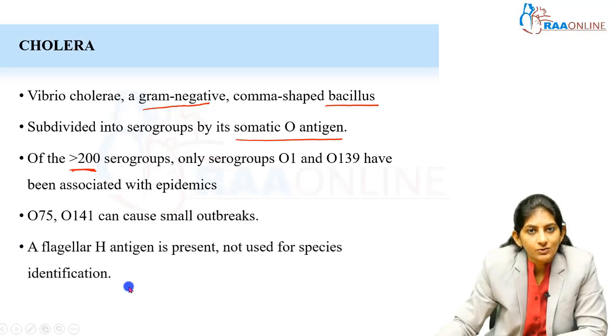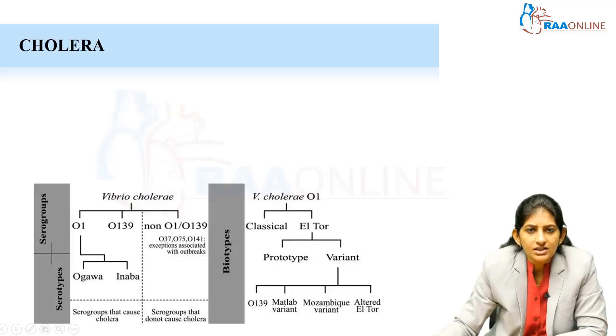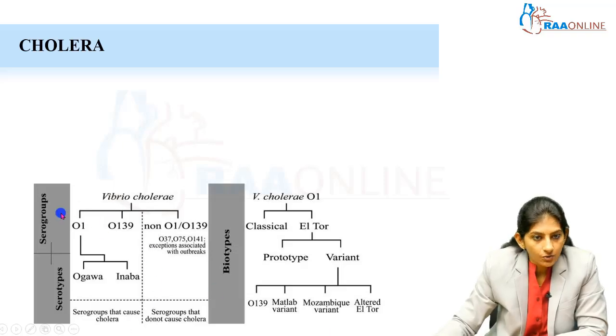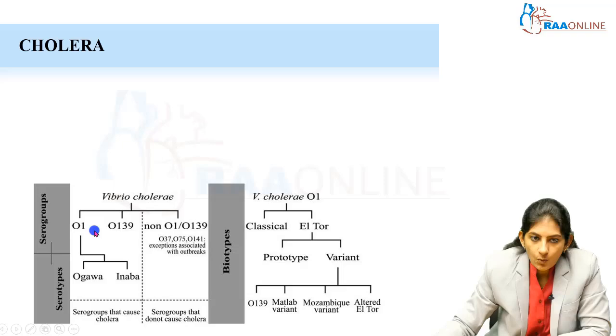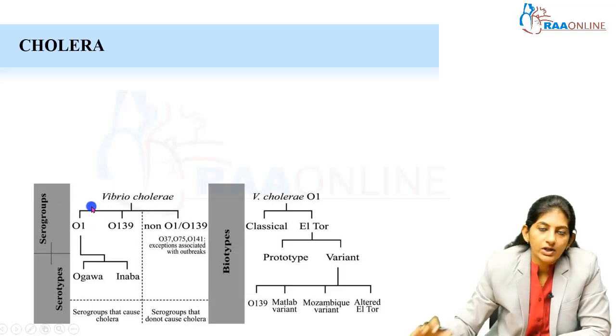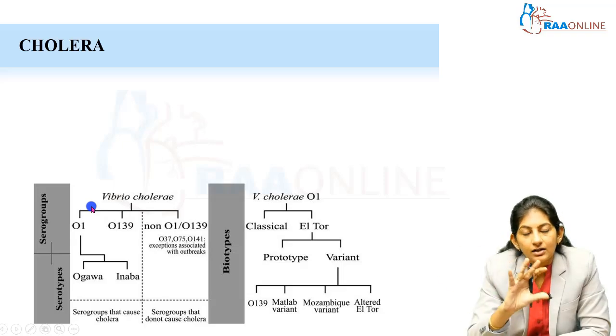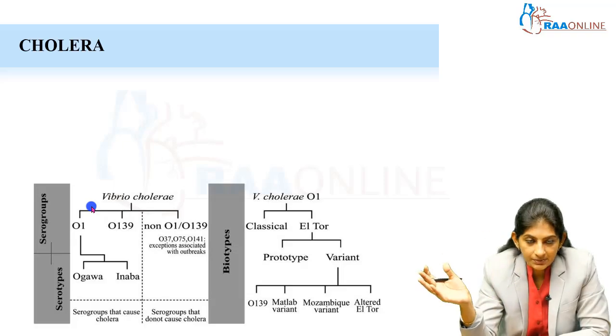There is one more antigen, which is the flagellar H antigen. This is not used for species identification. So this is a simple classification of Vibrio cholerae. Based on the somatic O antigen, we divide into O1 and O139. These O1 and O139 are the ones associated with major pandemics, right?